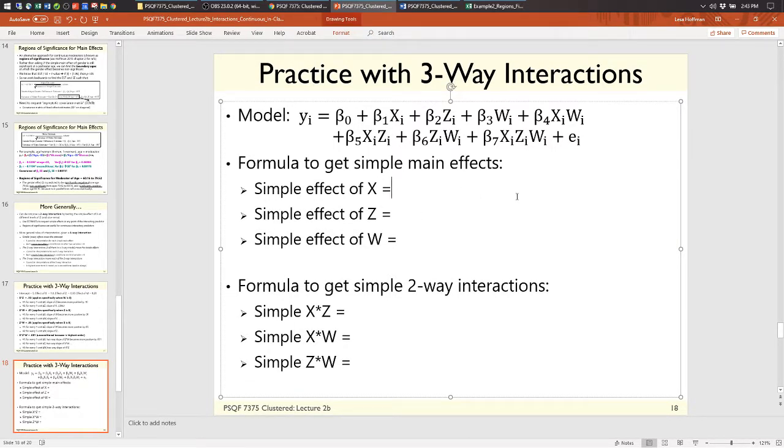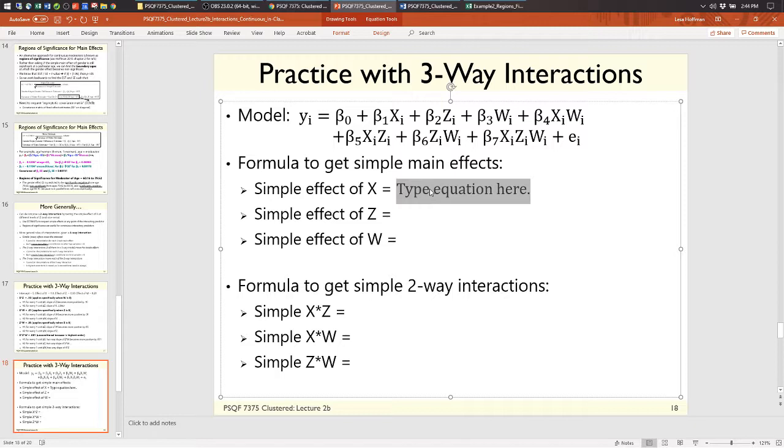So how would we write estimate statements to get these things then? Let's practice that. So here's my equation. I've got beta 1, 2, 3 for the main effects of each variable, beta 4, 5, 6 for the two-way interactions, and beta 7 for the three-way. So I am going to show you how to do equations in PowerPoint and Word. If you hit Alt and equals, you get the equation editor.